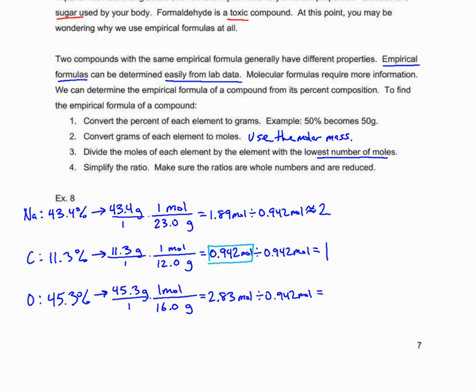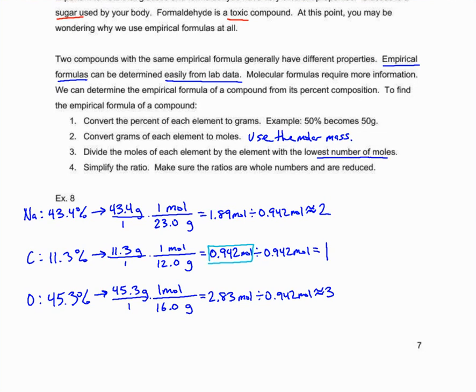So it's approximately 2, it's close enough. As long as you're within probably 1/100th it's not going to be an issue. 2.83 divided by 0.942. And this is 3.0042. It's approximately 3. And so these are my subscripts.